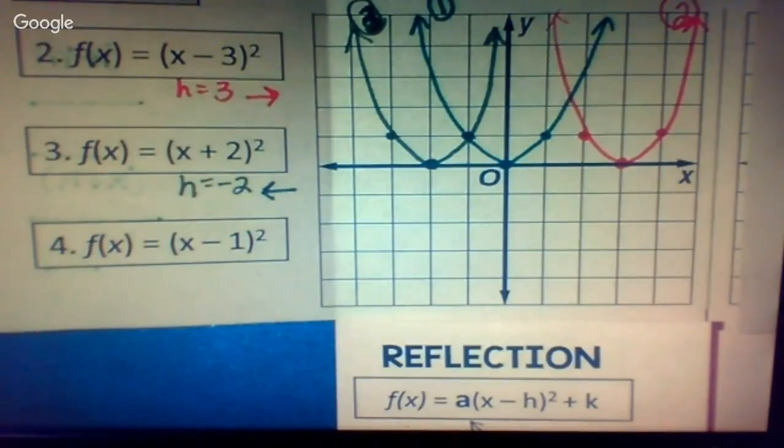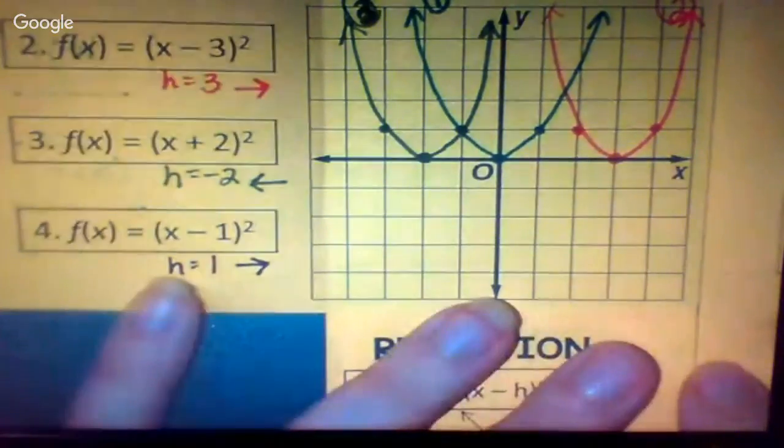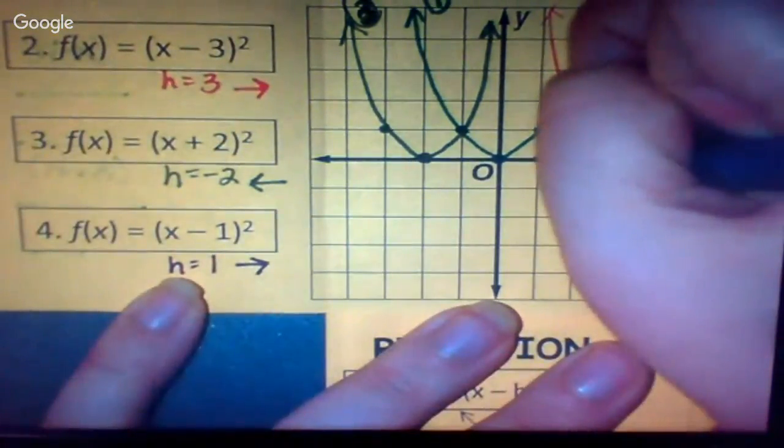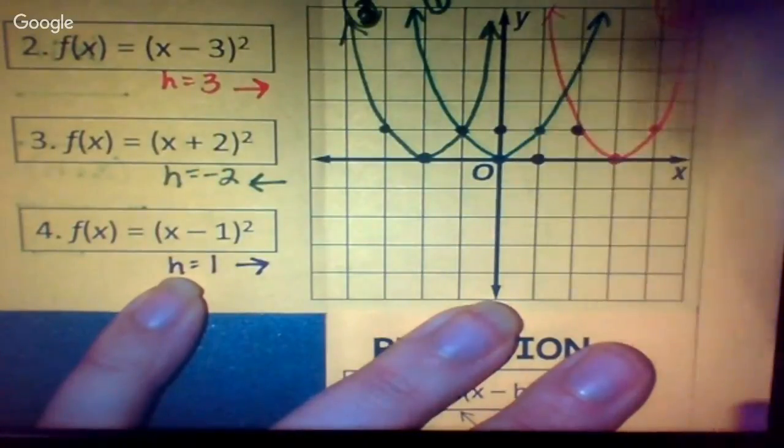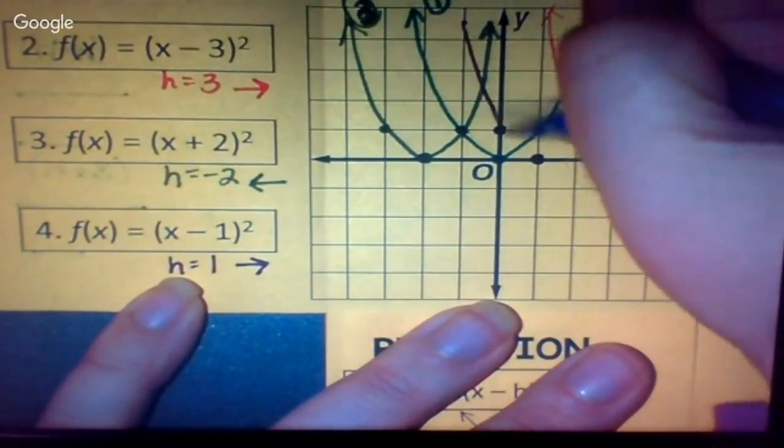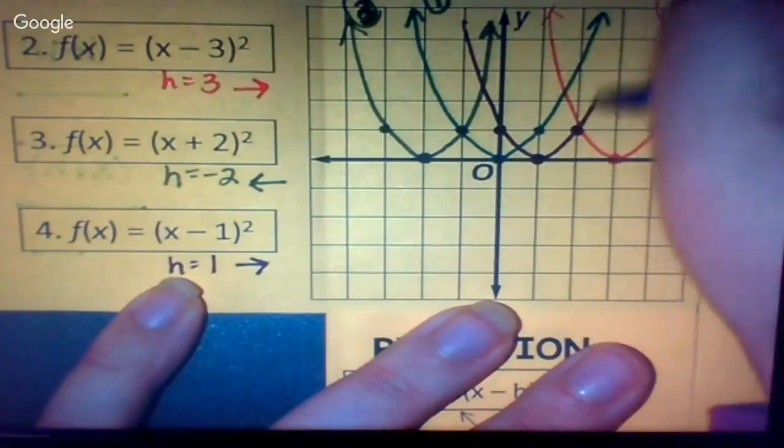Okay. The last one, x minus 1 squared. My h value is what? Positive 1, which means I'm moving to the right. And again, everything is off of this original graph, which was graph 1. So everything moves in terms of graph 1.